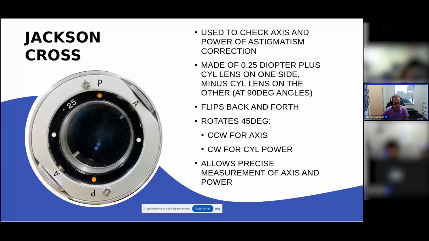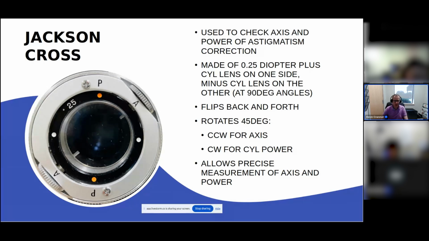So this is the Jackson Cross, and the actual Jackson Cross lens is the central area there. It's black in the picture just because the ocular behind it was closed when I took this picture, but it's a clear lens. It has a quarter diopter plus cylinder on one side of the lens, and a minus quarter diopter cylindrical lens on the opposite side. By doing that, it lets you determine both the axis of the astigmatism, meaning the direction, and also the power of the astigmatism correction for a patient.